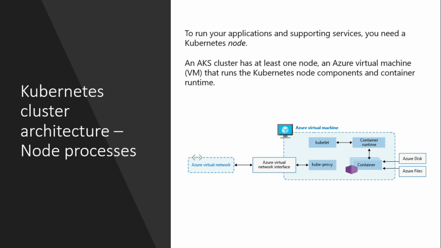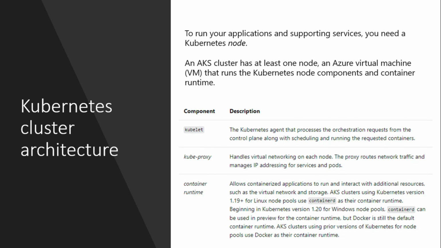Kube Controller Manager. This oversees a number of smaller controllers that perform actions such as replicating pods and handling node operations. And in the worker node, you see the kubelet, container runtime, kube proxy. These are all going to be there, and they also have their own responsibilities. Kubelet helps you to orchestrate requests from the control plane along with scheduling and running the requested containers. Kube proxy is going to help you to route the network traffic and manage the IP addressing and other services related to the pods.